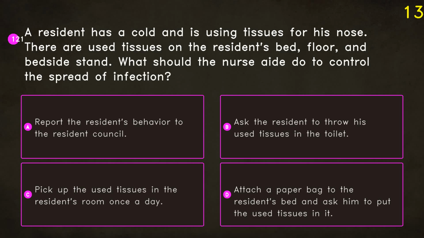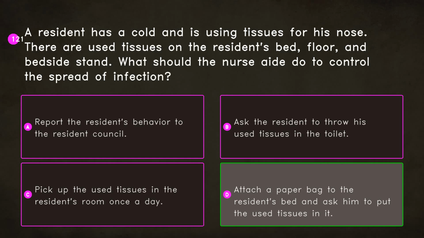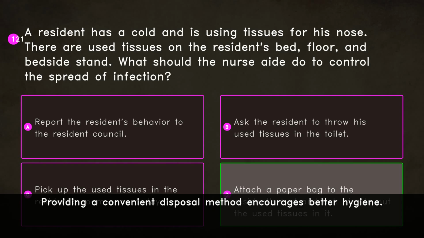A. Report the resident's behavior to the resident council. B. Ask the resident to throw his used tissues in the toilet. C. Pick up the used tissues in the resident's room once a day. D. Attach a paper bag to the resident's bed and ask him to put the used tissues in it. The correct answer is attach a paper bag to the resident's bed and ask him to put the used tissues in it. Providing a convenient disposal method encourages better hygiene.